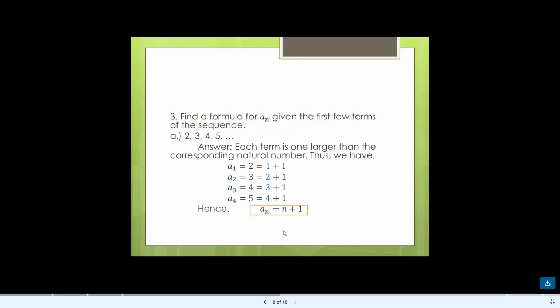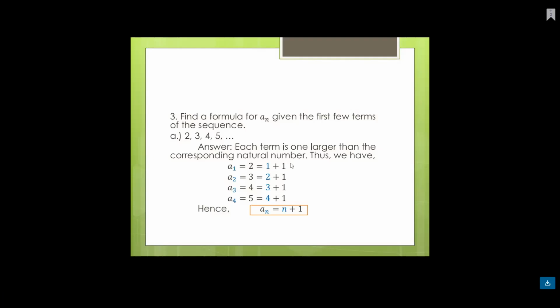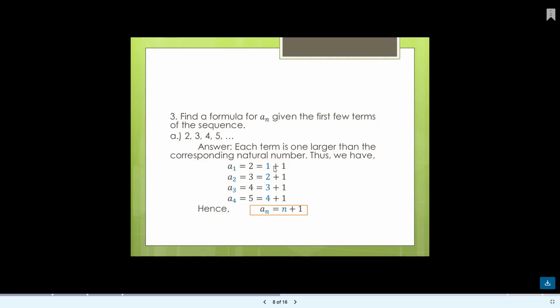Let's see this one. Find a formula for this sequence. You have these here, right? 2, 3, 4, 5. And you want to find a formula. Well, it seems as though you're taking the natural numbers 1, 2, 3, 4, adding 1 to them. So your formula is just n plus 1. a subscript n is equal to n plus 1, right?